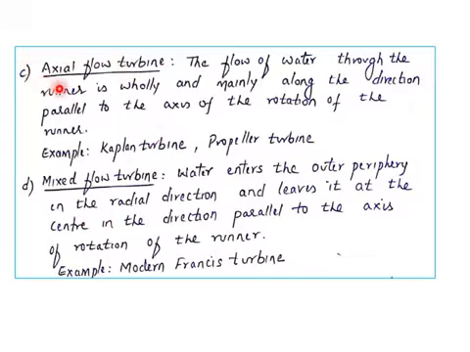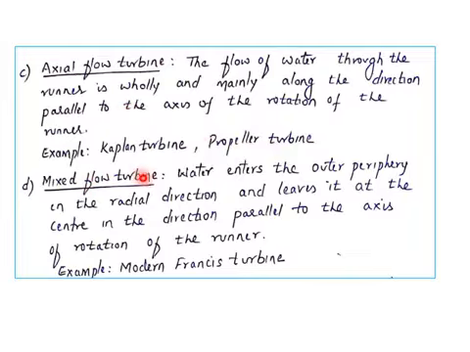There is also what is known as an axial flow turbine. In the previous case, the radial flow turbine, water was entering radially but moving out perpendicular to the axis of rotation. But in the axial flow turbine, the flow of water through the runner is wholly and mainly along the direction parallel to the axis of rotation. So when the water is moving out in the direction parallel to the axis of rotation, then it is known as an axial flow turbine. Example is the Kaplan turbine or a propeller turbine.